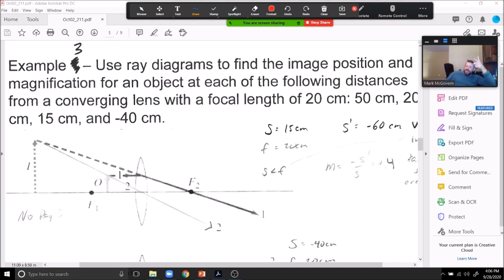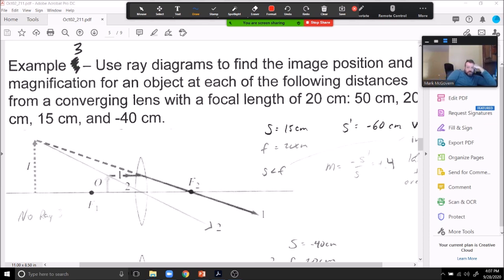A magnifying glass. That's what a magnifying glass is. It's exactly what a magnifying glass is. And so you just put that thing up real close, and you get within the focal length, and it magnifies things. It gets really, really big.